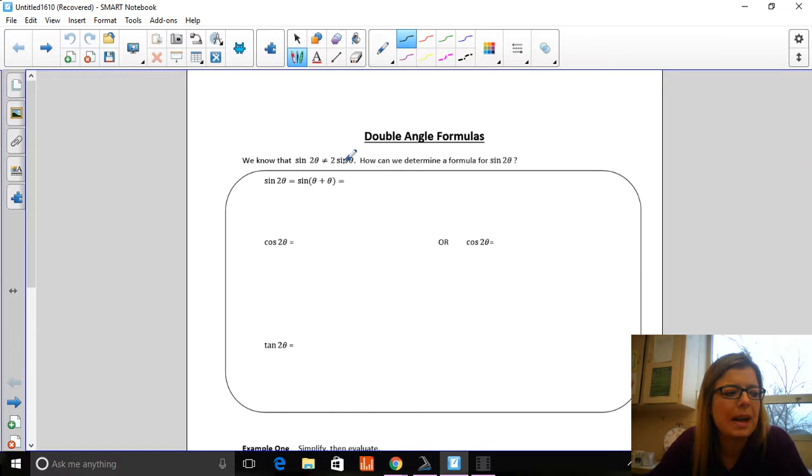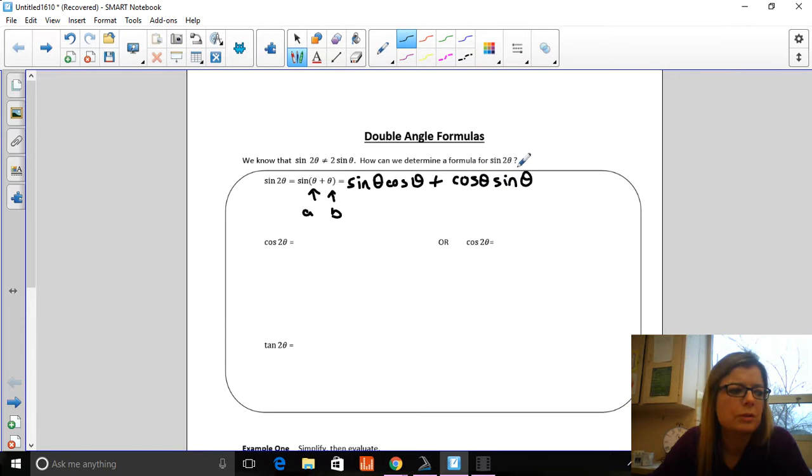So for this first one, we can actually just develop it using our compound angle formula, where A is theta and B is theta. So if you look at the compound angle formula for sine of A plus B, you would just get sine theta cos theta plus cos theta sine theta. So notice that's the exact same thing, sine times cos and cos times sine, so it's just equal to 2 sine theta cos theta, okay? So sine 2 theta is 2 sine theta cos theta, okay?